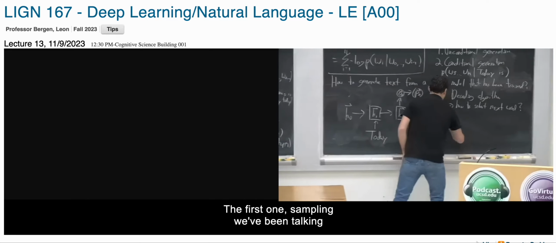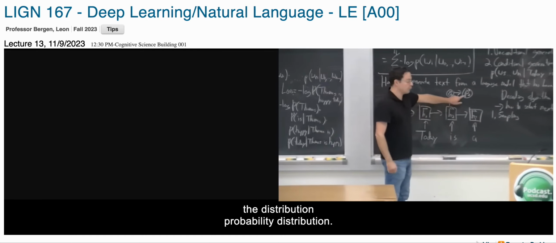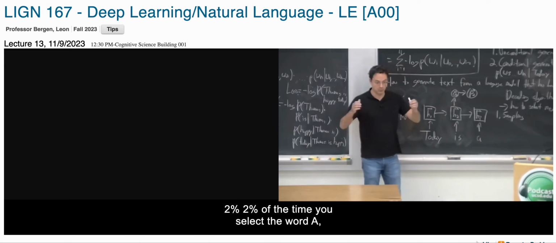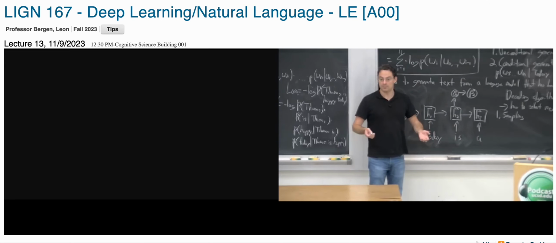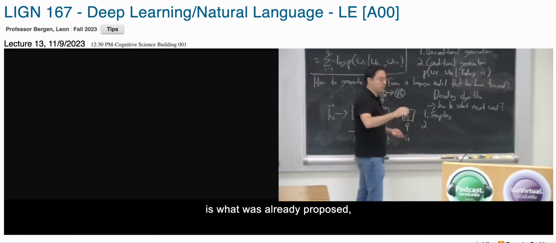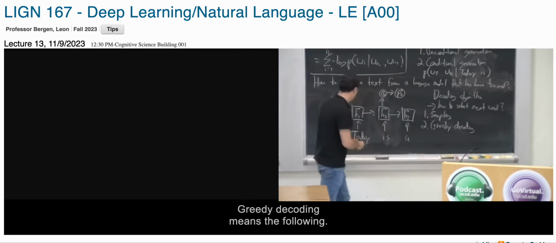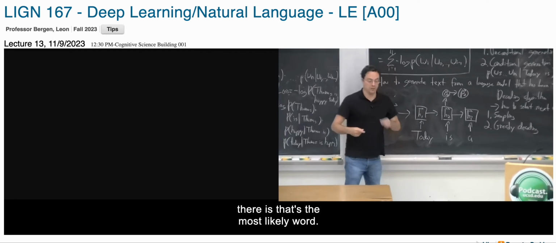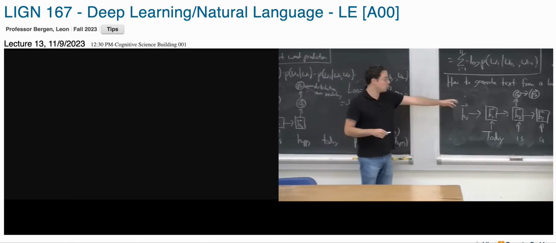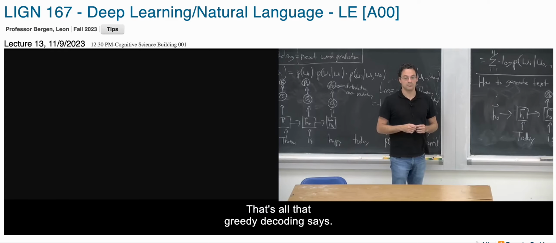The first one is sampling. Sampling is just what we've been talking about. So sample from your probability distribution. It says the word A gets probability 2%. So 2% of the time you select the word A. You select words according to their probabilities. The other standard thing that people do is what was already proposed, which was greedy decoding. Greedy decoding means the following. After we see the word "is," there is some word that's the most likely word. There's some word that gets the highest probability. Always select that word. That's all that greedy decoding says.